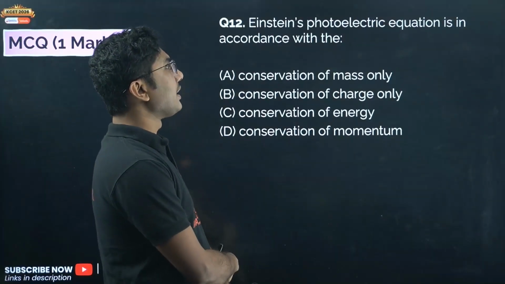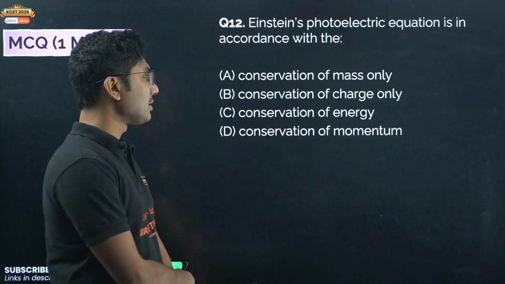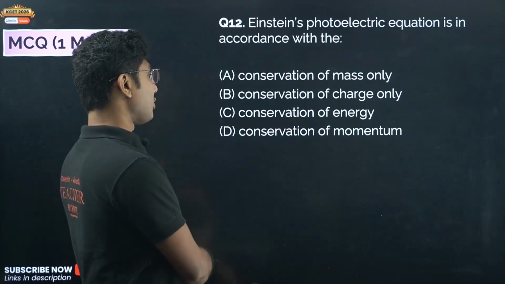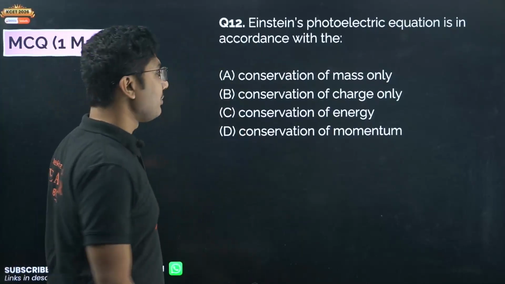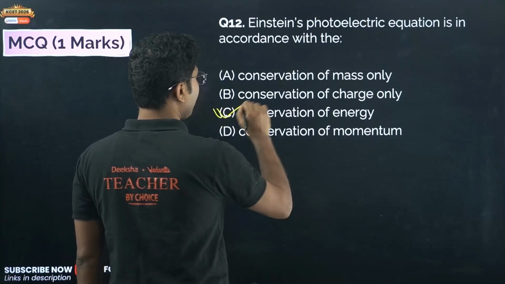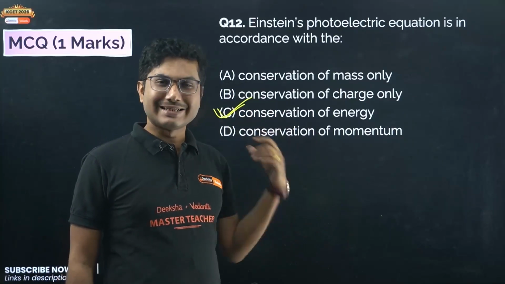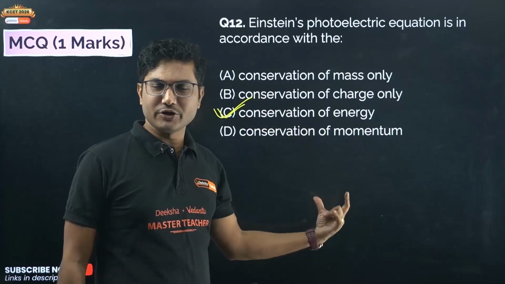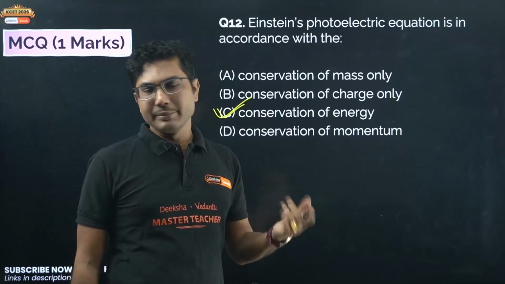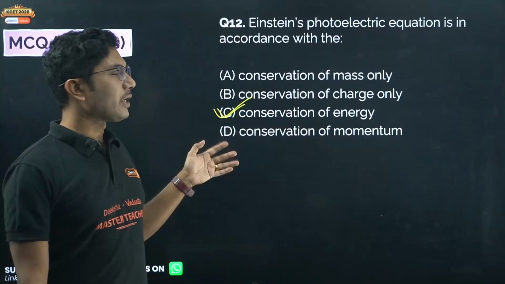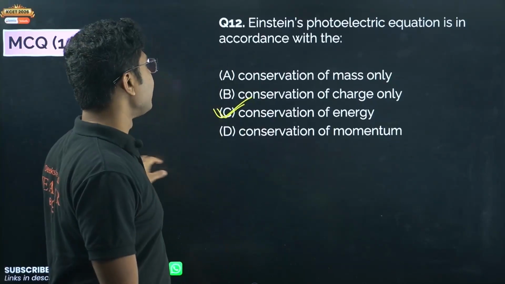Einstein's photoelectric equation is in accordance with conservation of mass only, conservation of charge only, conservation of energy, or conservation of momentum. So Einstein's photoelectric equation is based only on conservation of energy. Kmax equals h nu minus phi naught. That is, Kmax is the energy, h nu is the energy of the photon, and phi naught is the minimum energy required to liberate one electron. So it's an energy equation, and we can say this is based on conservation of energy.